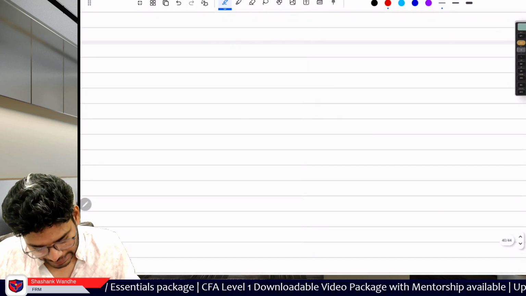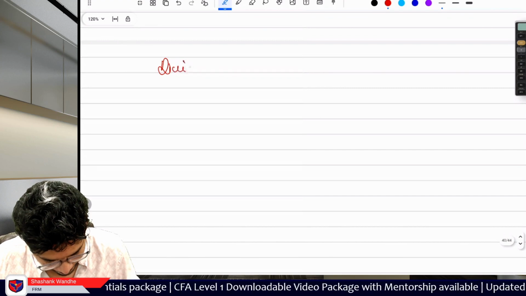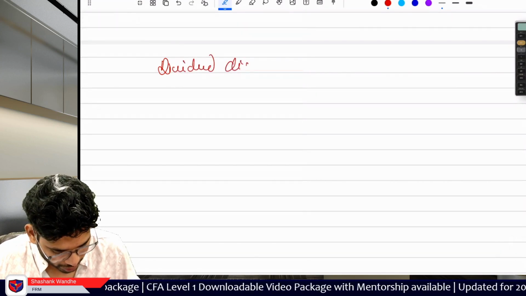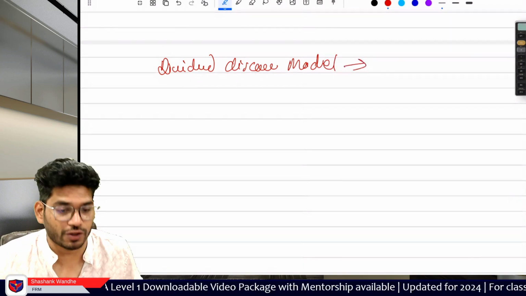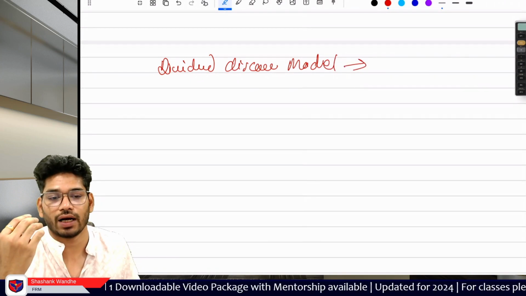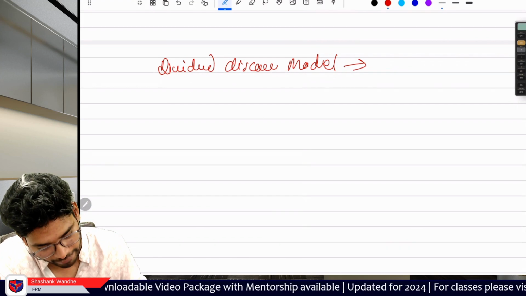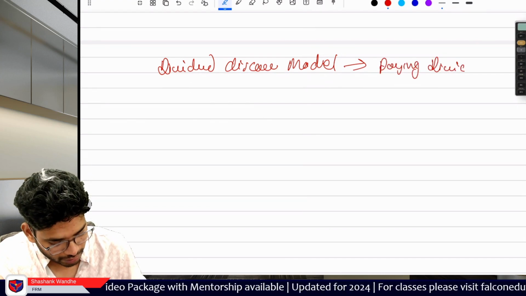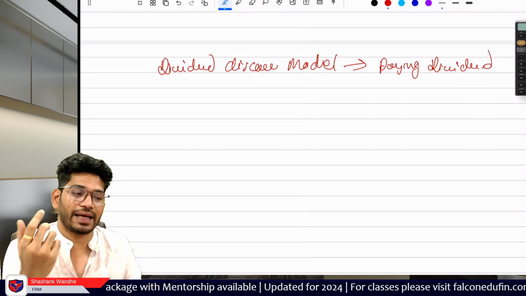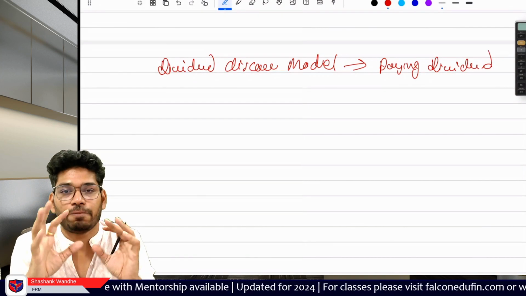Now this dividend discount model is useful only for those companies who are paying dividend, right? They should be paying dividend. Now the question is, when does a company pay the dividend?